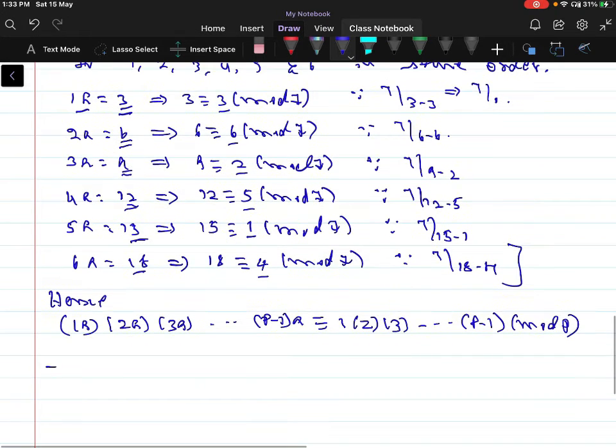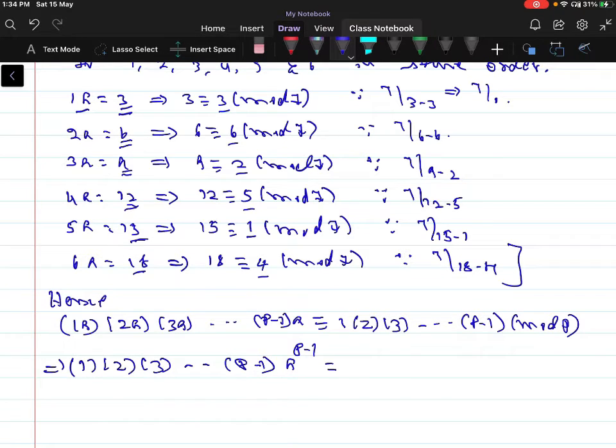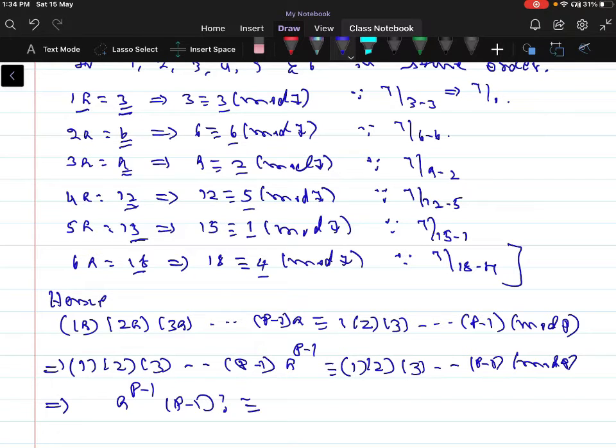So this implies, in 1 into 2 into 3 and so on up to p minus 1, there are p minus 1 copies of a, so that is a to the power of p minus 1 into 1 into 2 into 3 and so on up to p minus 1, congruent to 1 into 2 into 3 up to p minus 1 modulo p. So 1 into 2 into 3 up to p minus 1 can be written as p minus 1 factorial, so a to the power of p minus 1 into p minus 1 factorial is congruent to p minus 1 factorial modulo p.